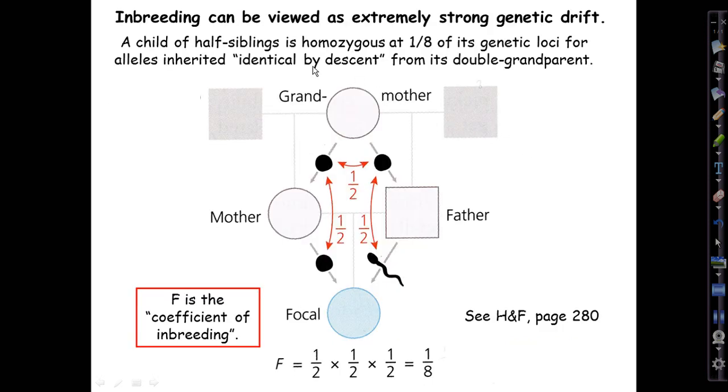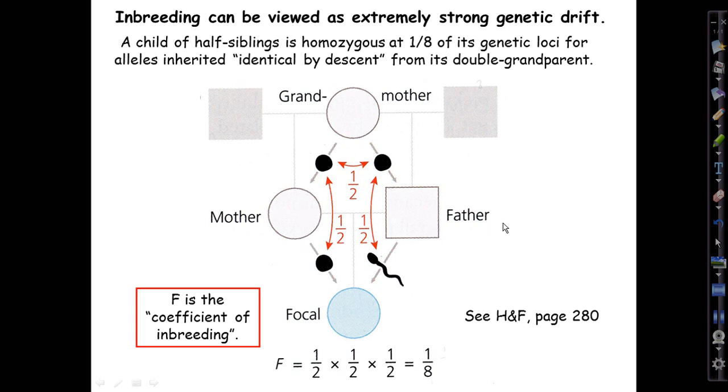So what about inbreeding? Here's a connection with that. It can be viewed as extremely small population size, entailing, of course, extremely strong genetic drift. A child of half-siblings, as diagrammed in this figure from, again, Heron and Freeman on page 280, it's going to be homozygous at 1/8 of its genetic loci for alleles inherited identical by descent from its double grandparent. Right?